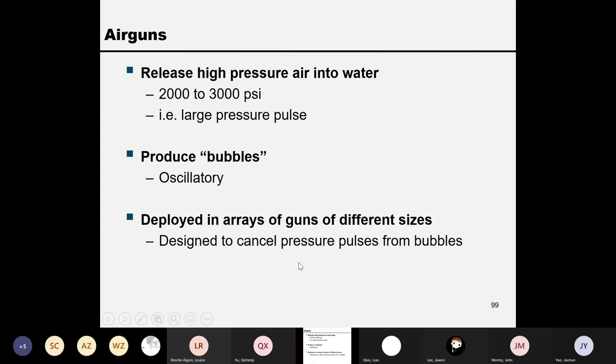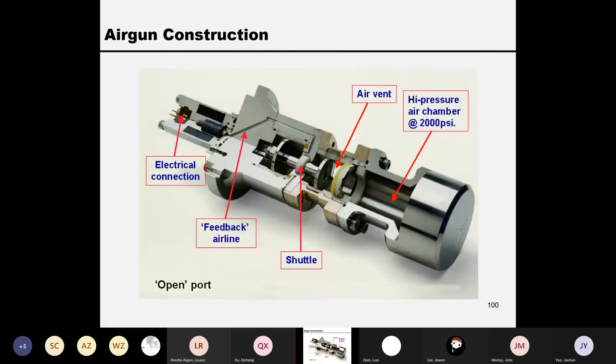Sometimes they try to use different sizes of air guns. The size means a different pressure. They combine them to try to reduce or somehow cancel the bubble, right? This is the acquisition.